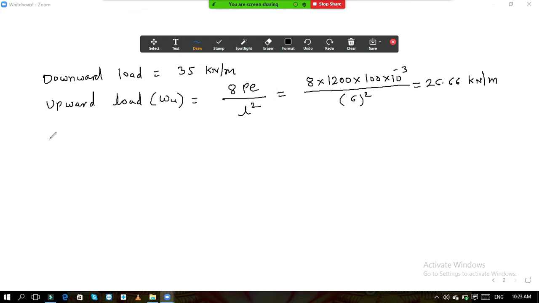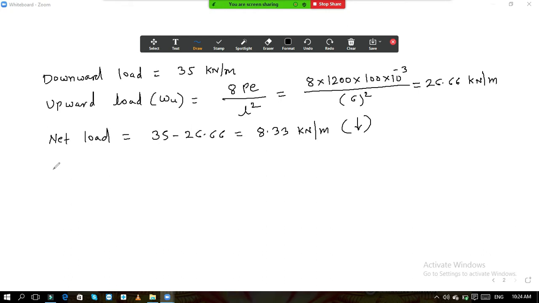So we will calculate now the net load. Net downward load is 35 minus 26.66, which is 8.33 kilonewton per meter. This is our net downward live load.